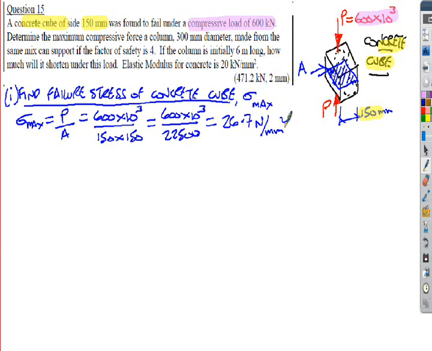Okay, so that's what that first piece of information gives me. Almost that first line. I know the failure load, I know the geometry, so I know the cross-section area, I can find the failure stress.